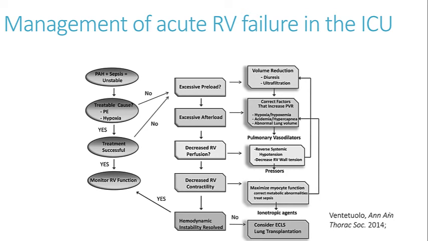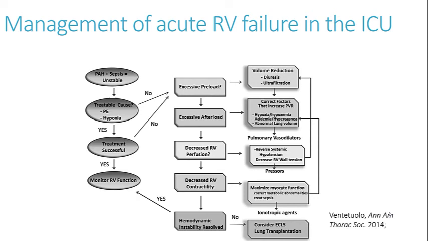So I'm just getting to the summary slides here. PAH and sepsis, or RV failure and sepsis. Is there something that we can do quick that we can try to treat? If not, we look at, do we have too much preload or not enough preload for what the patient needs? Fluids or fluid removal. Is there too much afterload? Can we correct the things that we can change? Hypoxia, acidemia, hypercapnia.